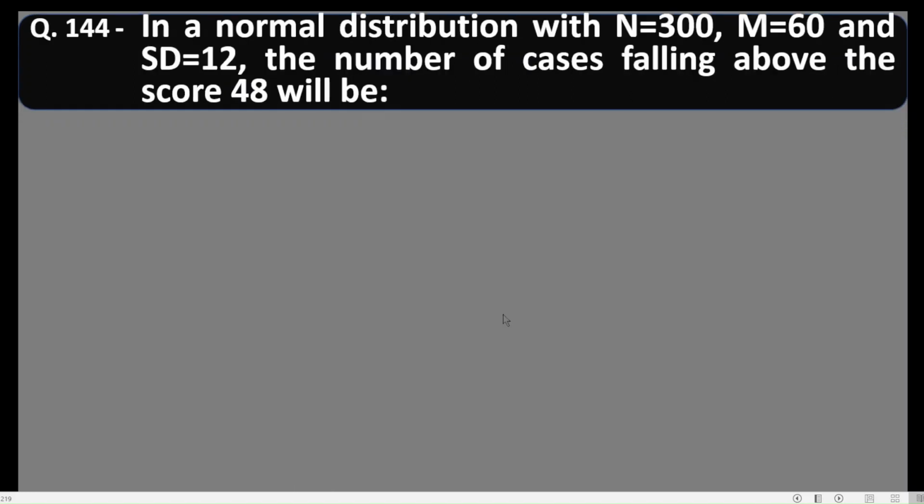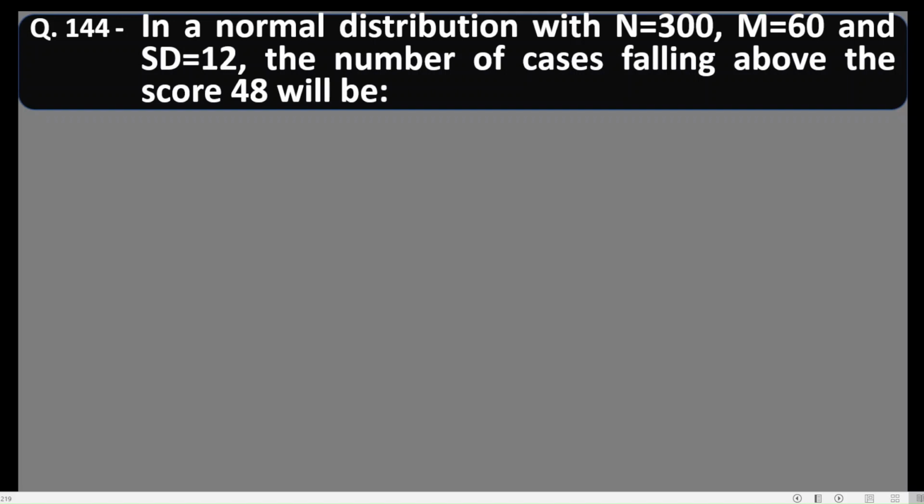Question number 144. In a normal distribution with n equals 300, m equals 60, and standard deviation equals 12, the number of cases falling above the score 48 will be. Friends, here normal distribution is given, but the value of z is not given. The m means median or mean or mode, all are 60 in normal distribution. So we can take it as mean, and standard deviation is given as 12. We have to find the number of cases falling above the score 48.